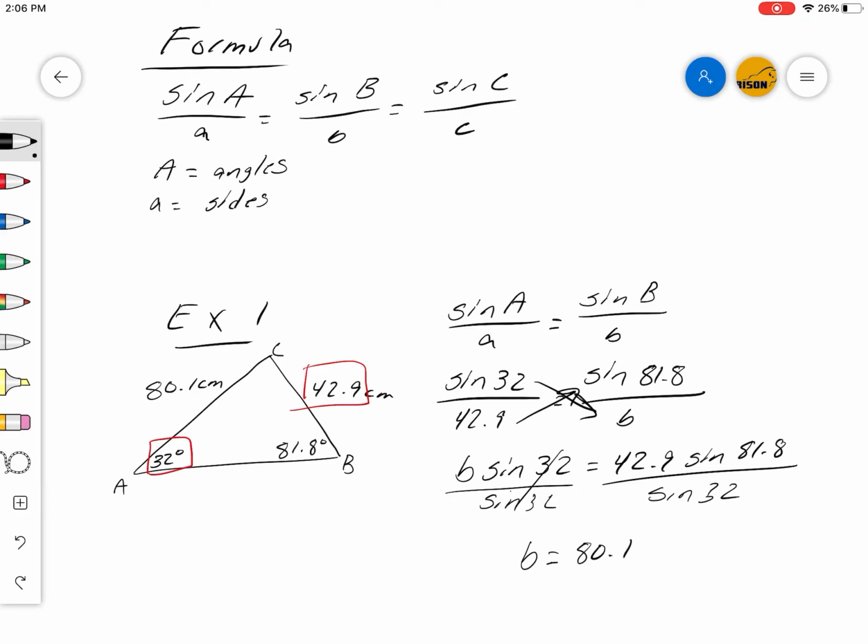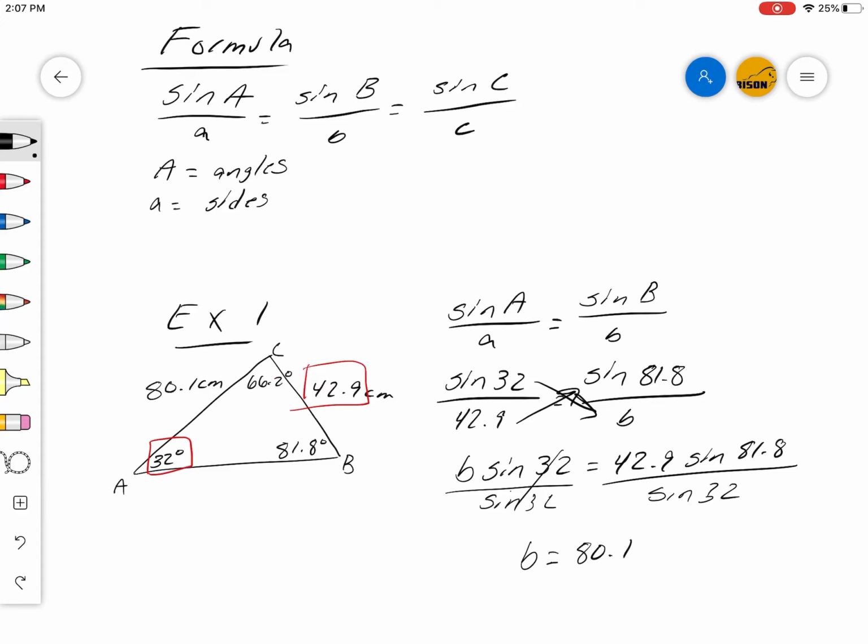Now at this point, I've got 2 pieces of information left. I need to find angle C, and I also need to find side C. So I need one of those pieces of information in order to solve for the other one, because I can't solve for 2 things at once. The easy thing here for us to do is recognize that there's 180 degrees in this triangle. So if I take 180 and subtract 32 and then subtract 81.8, that's going to give me 66.2, which is angle C.